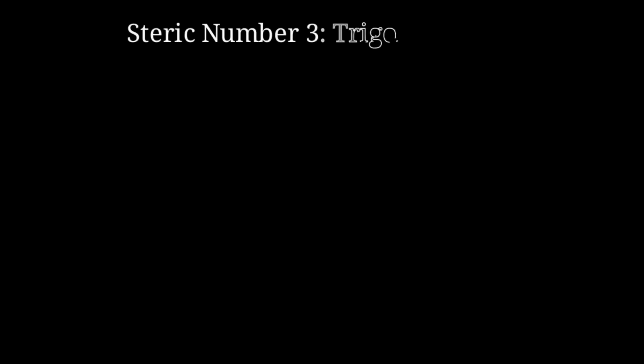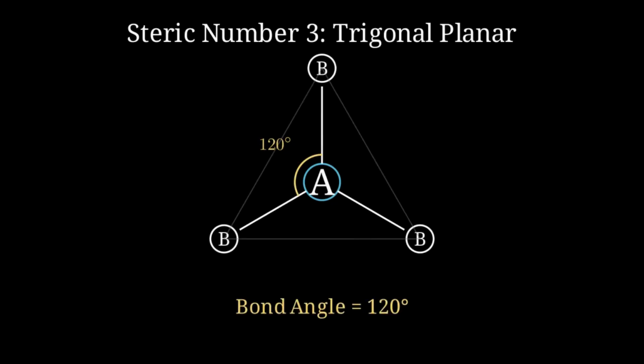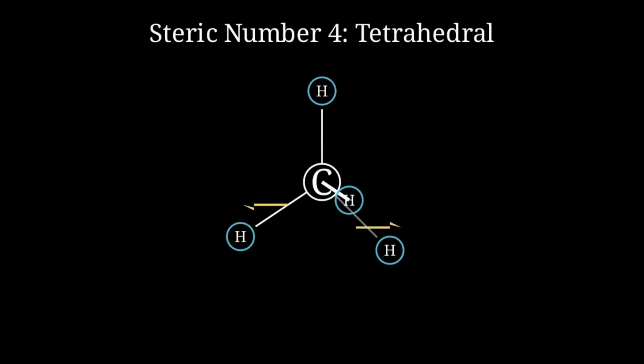A steric number of 3 creates a trigonal planar geometry. The 3 bonding regions are spaced 120 degrees apart within a single flat plane to maximize their distance. With a steric number of 4, the molecule adopts a tetrahedral shape. This 3D arrangement allows for electron pairs to be separated by an angle of 109.5 degrees.